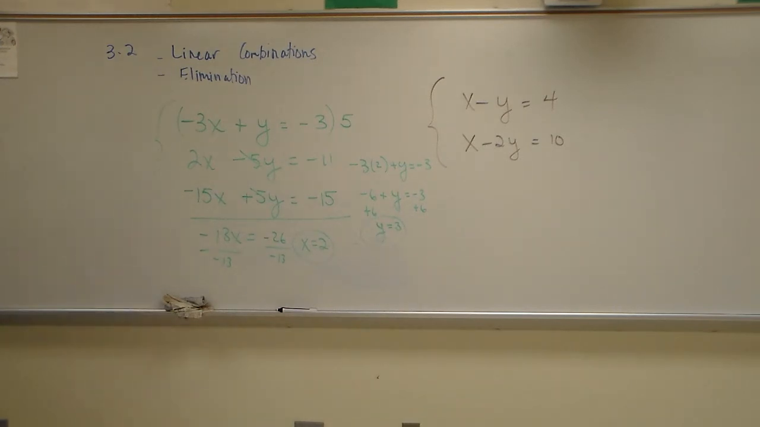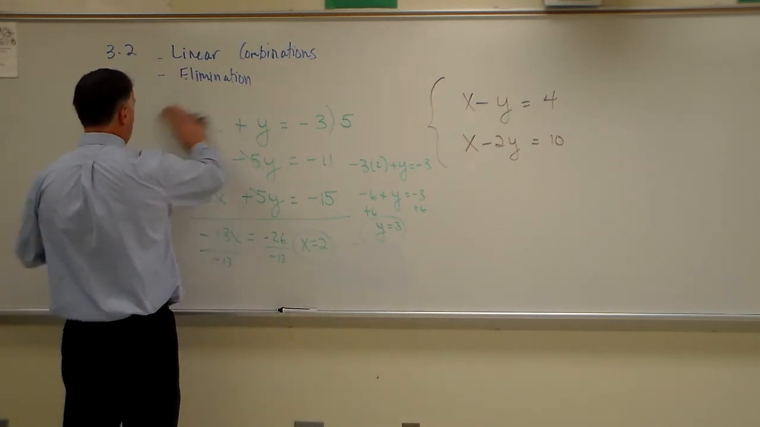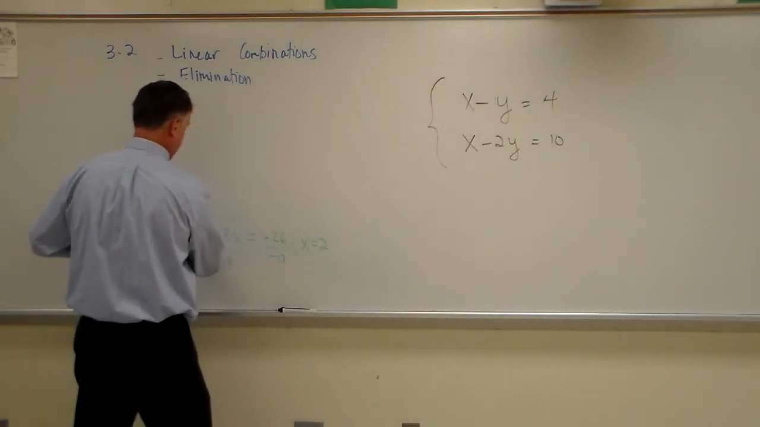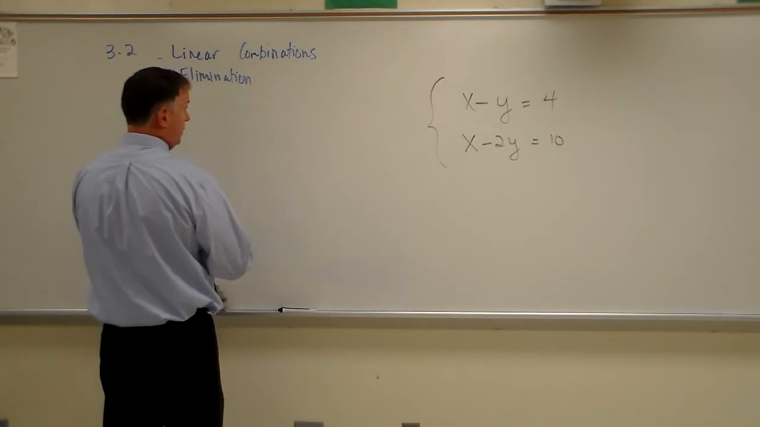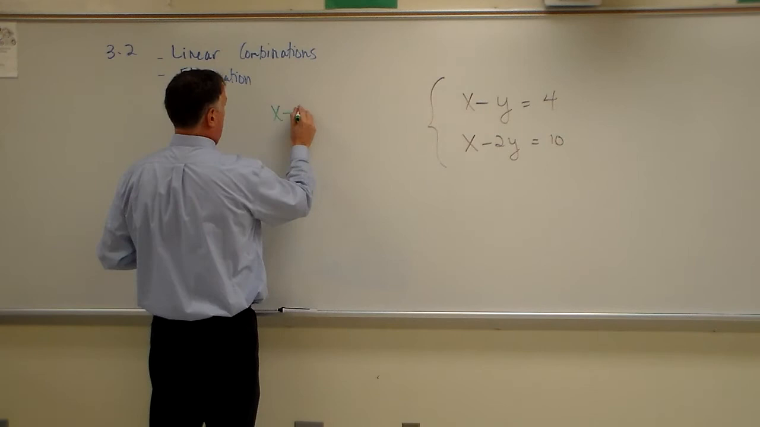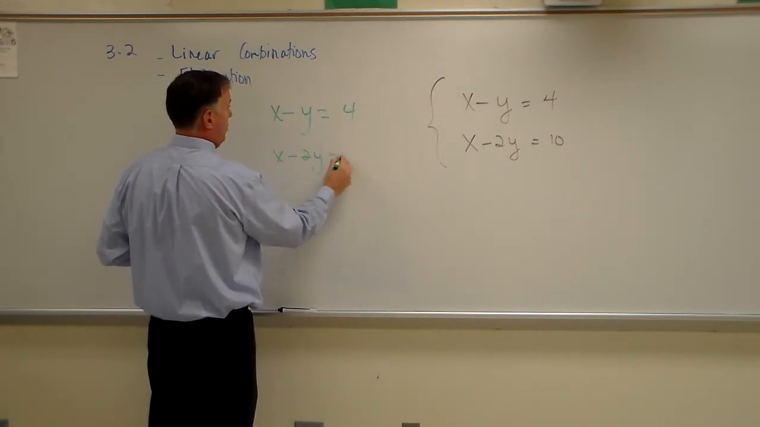Okay, so in this case, guys, I can see you doing this one of two ways, and I guess I'll just do it both ways for you. Okay, I'll do it both ways. Let me erase this, and I'll do one of them over here. So, x minus y equals 4, x minus 2y equals 10.